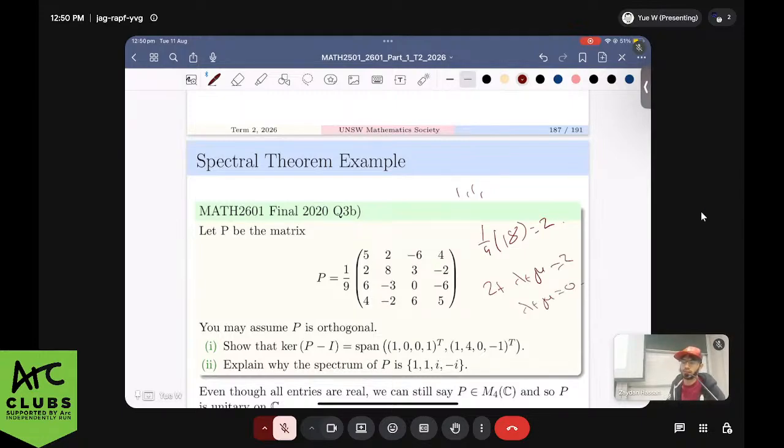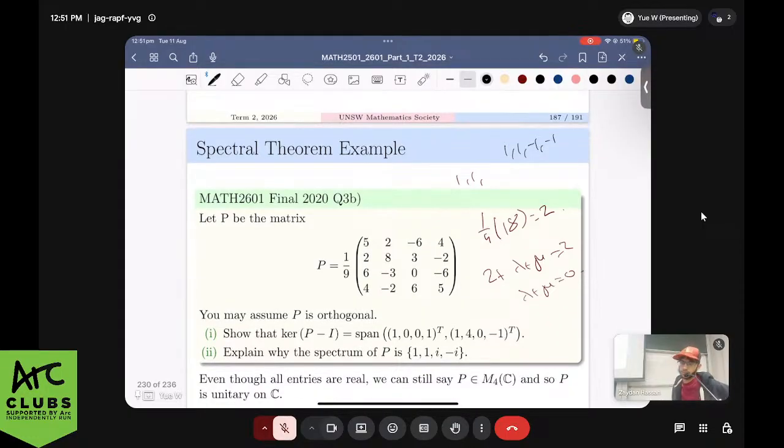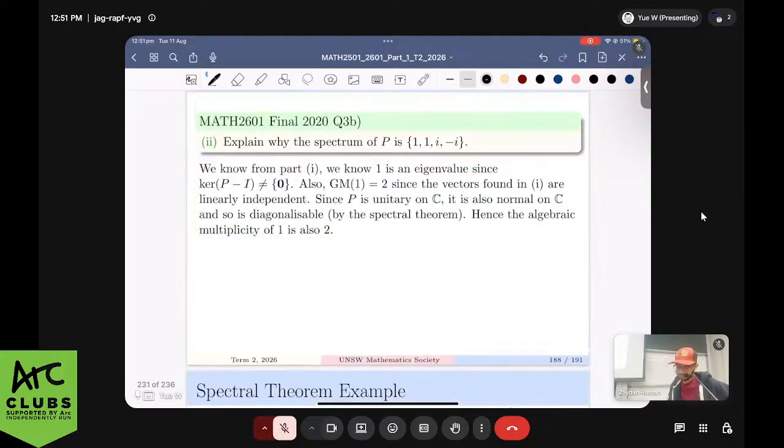Now, because if the other ones were still real, like if one of these were minus 1, then this wouldn't work, right? We also need to make sure eigenvalues come in conjugate pairs because this is a real matrix. So because they're unitary, the eigenvalues have unit modulus, they have to be i, minus i. They can't be anything else.